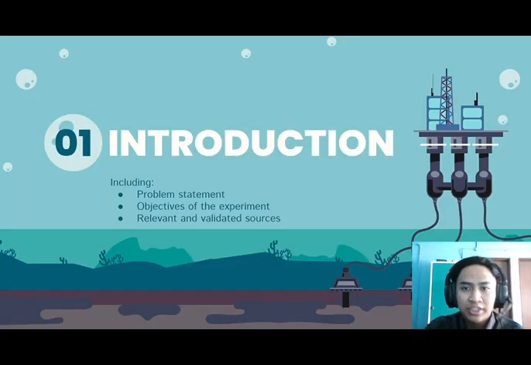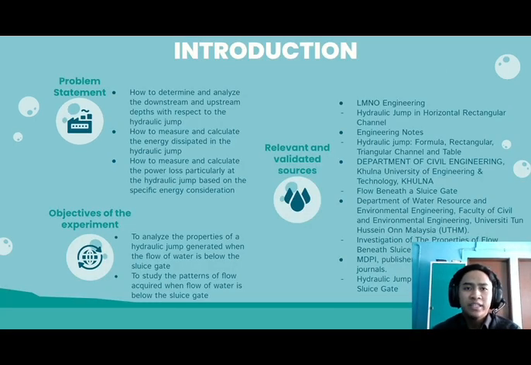We go to the introduction of the experiment, which includes the problem statement, the objective of the experiment, and also the relevant and validated source. The problem statement of this experiment is how we determine and analyze the downstream and upstream depths with respect to the hydraulic jump. Next, how we measure and calculate the energy dissipated in the hydraulic jump. And the final problem statement is how we measure and calculate the power loss, particularly at the hydraulic jump, based on the specific energy consideration.